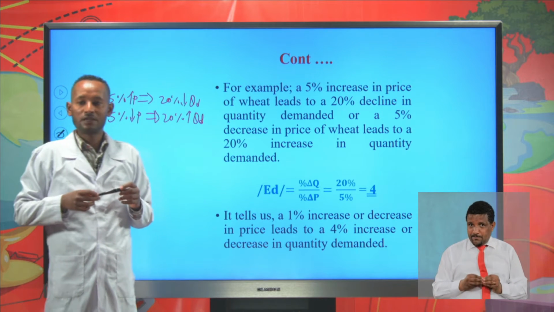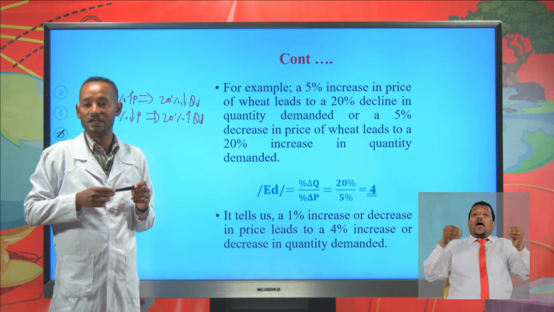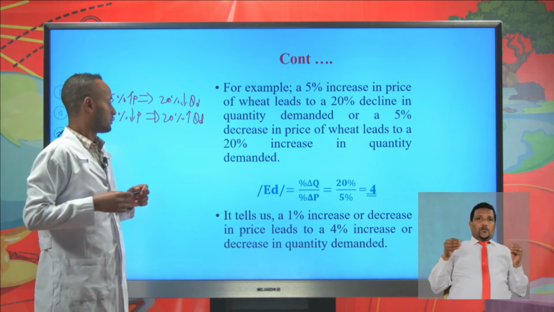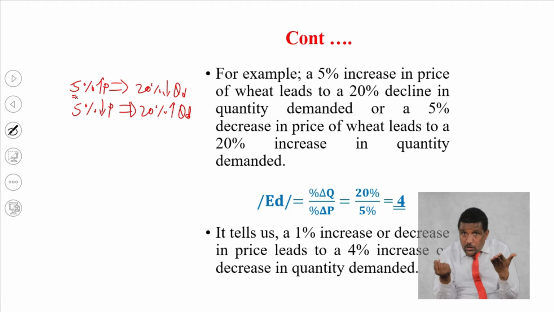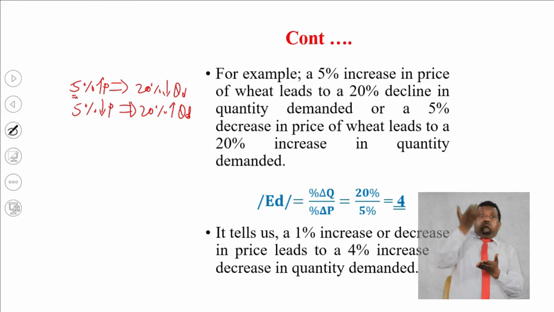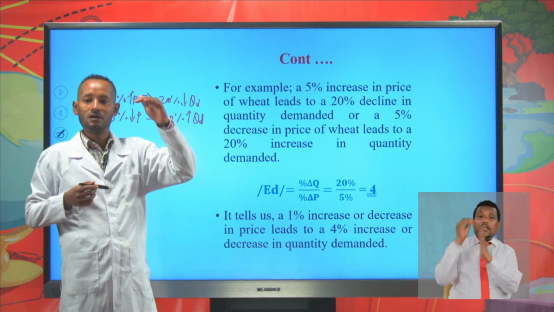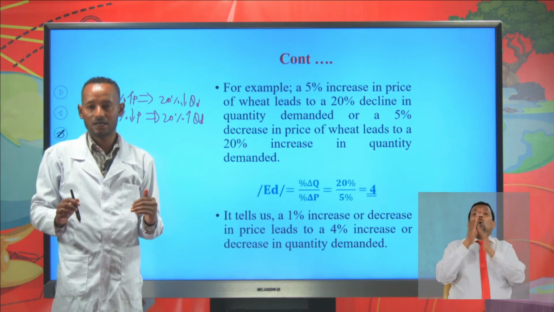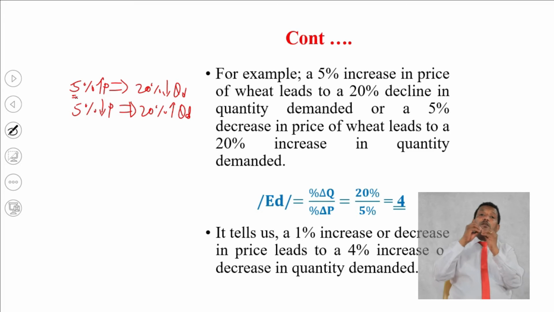Mathematically, after calculating the price elasticity of demand, if you get a value which is greater than 1, then the buyer is said to be elastic. So this 4 tells us a 1% increase or decrease in price of a commodity leads to a 4% increase or decrease in quantity demanded. That means a 1% increase in price leads to a 4% decline in quantity demanded, and a 1% decrease in price leads to a 4% increase in quantity demanded.